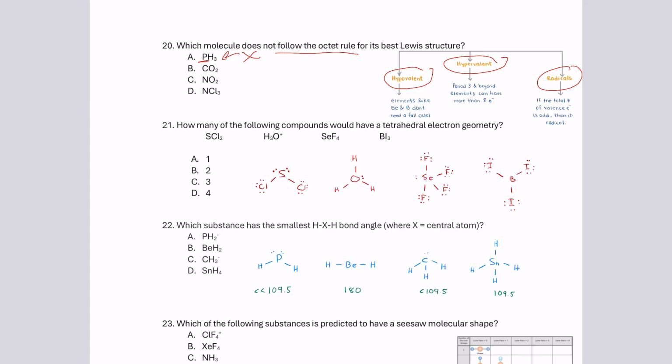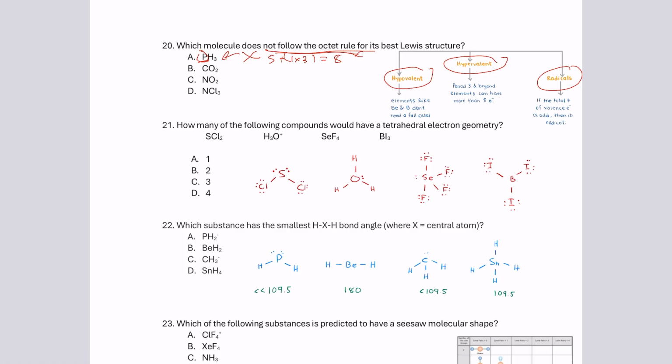atoms because of that. So what we can do now is try to figure out how many valence electrons each of these options have. And if one of them has an odd number, then that's going to be a radical, and radicals do not follow the octet rule. So for PH3, phosphorus has 5 valence electrons, and each hydrogen has 1, but there's a total of 3 hydrogens. So there are 8 valence electrons in PH3. So that is not a radical.